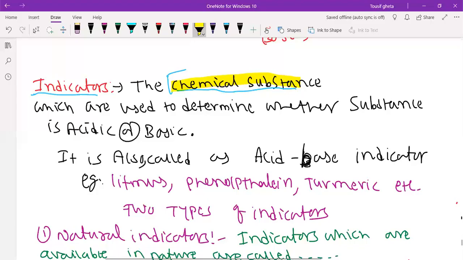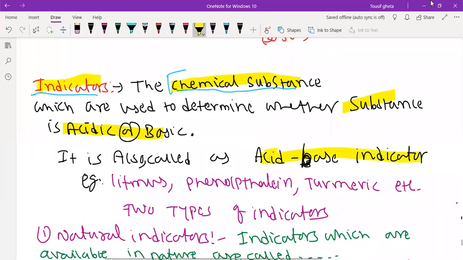Identify. The indicators are nothing but what? They are chemical substances used to identify whether the given substance is acidic or basic. So by using indicators, we can identify whether the given substance is acidic or basic. So indicators are also called acid-base indicators.